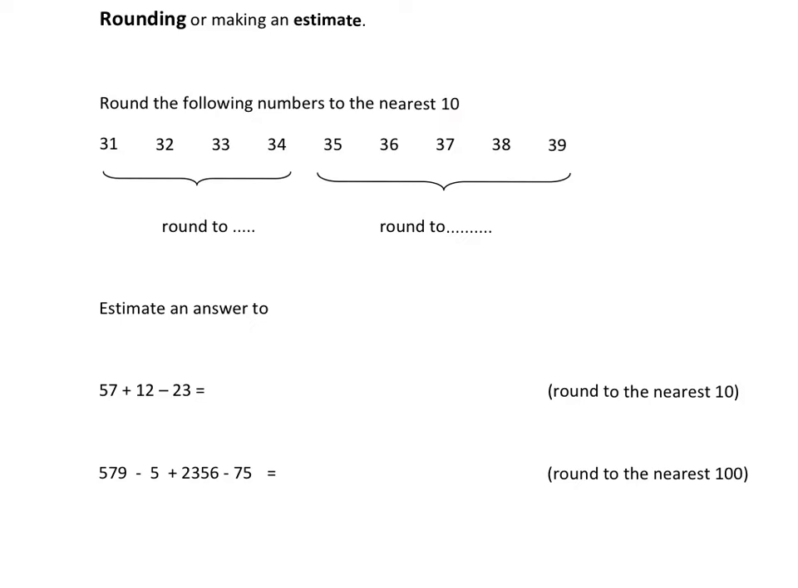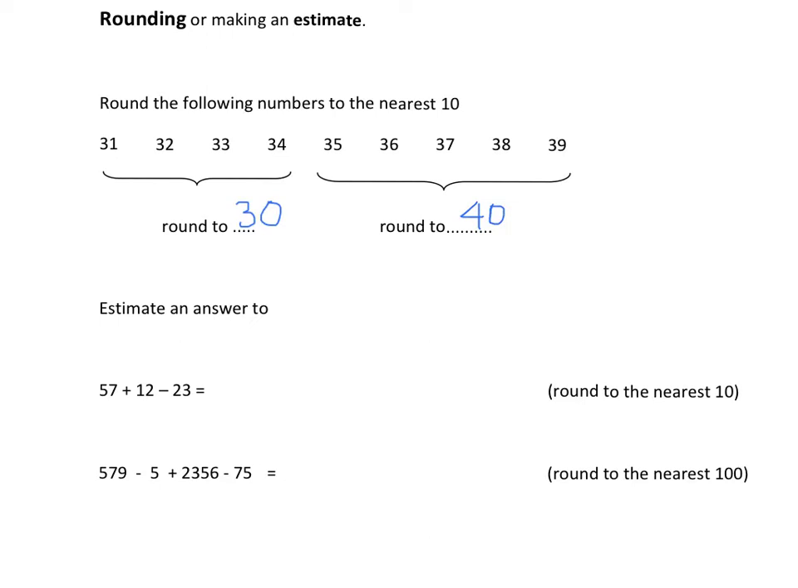If you want to round to the nearest 10, you take the numbers from 1 to 4 in the units position, and that will round down to 30 if you want to round to the nearest 10. So 31, 32, 33, 34 will round down to 30. The numbers where the final digit is 5 or higher, so 35, 36, 37, 38, 39, will round up to the nearest 10, which is 40.